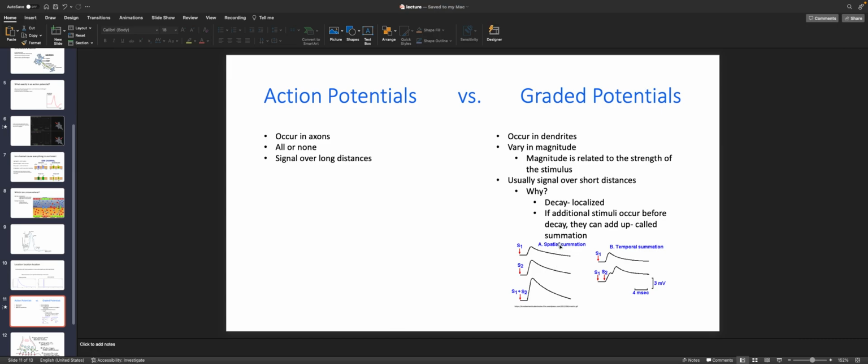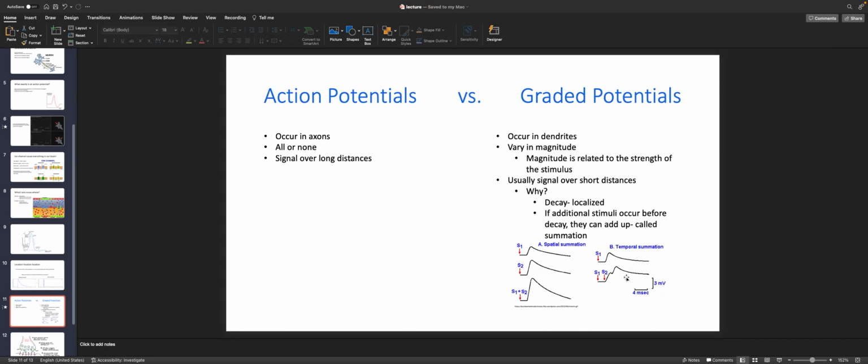So you can see here a spatial summation, and what that means is that at the same time, we're going to have two of these synapses, synapse 1 and synapse 2, go, and you can see this response of synapse 1, this response of synapse 2. If we sum those two at the same time, it'll look like that, which is basically these two things stacked on top of each other.